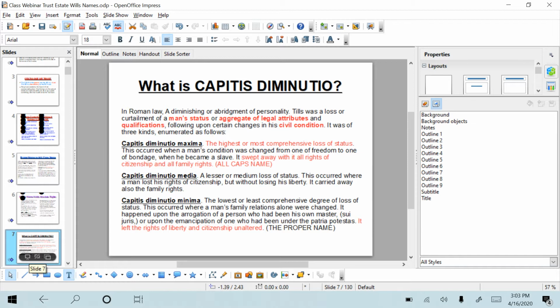So if you're in all caps, it sweeps away all rights of citizenship and family rights, which is the all caps name. If in your proper name, it leaves behind your rights and liberties and citizenship unaltered. So we want to get here. This is where we want to get to.